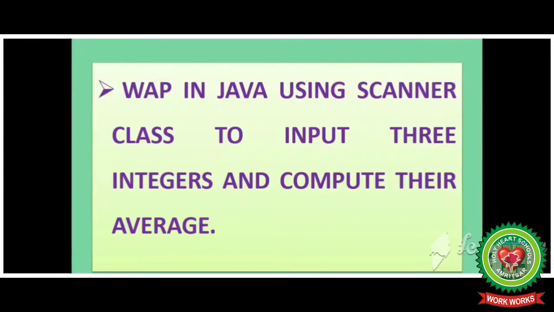Clear, students? Now the next program we are going to discuss in BlueJ is: write a program in Java using the Scanner class to input three integers and compute their average. So we will input three numbers with the help of Scanner class and find out their average. So let's move to the BlueJ window.